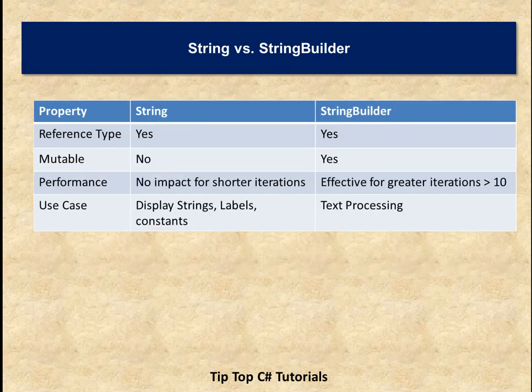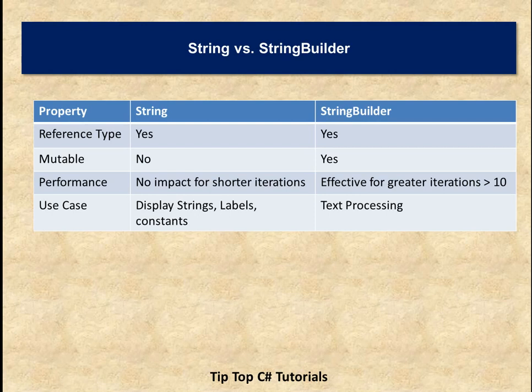Now let's summarize the differences, or let's compare and contrast string versus StringBuilder. The properties being compared are in the first column, then we will see which is applicable for string and StringBuilder. Reference type: yes, both string and StringBuilder are reference types. Mutable: string is not mutable, as we discussed, it's immutable, and StringBuilder is definitely mutable.